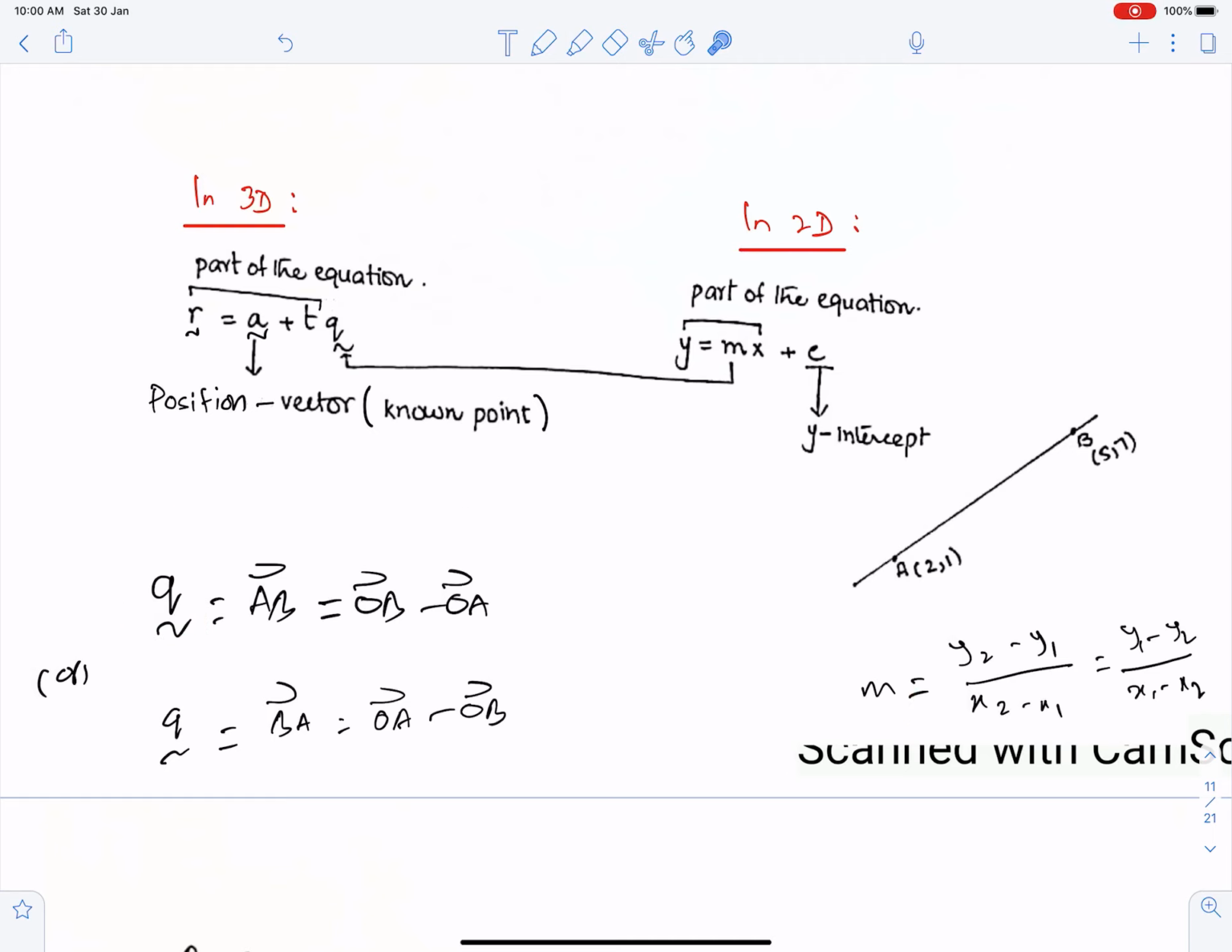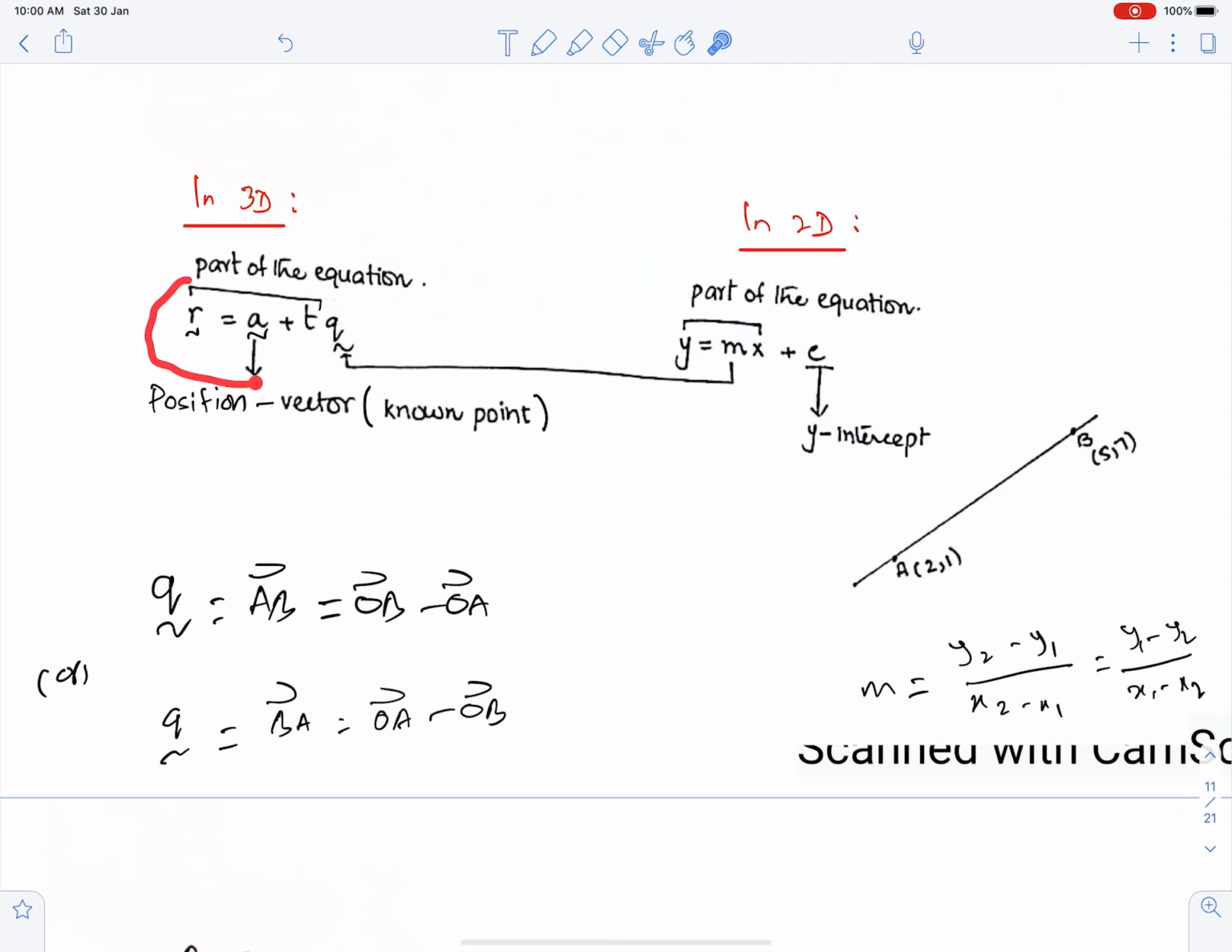And we can find q in three dimensions either by using this vector AB or BA. If we have 2 points on the line, then we can find q either using this or this. If we use this, then the answer will be OB minus OA, and this will be OA minus OB, and both the vectors are multiples. So we can find the equation of a straight line in three dimensions only in vectors.